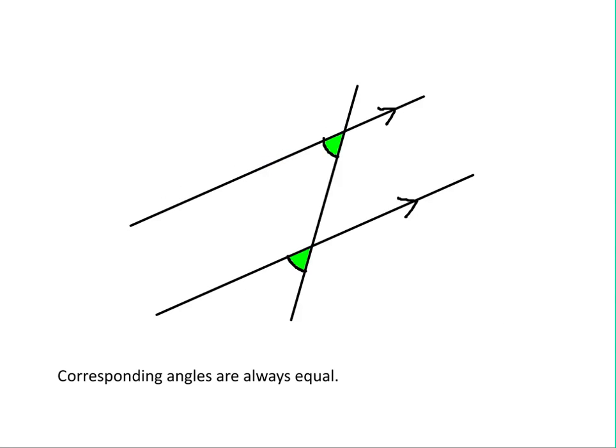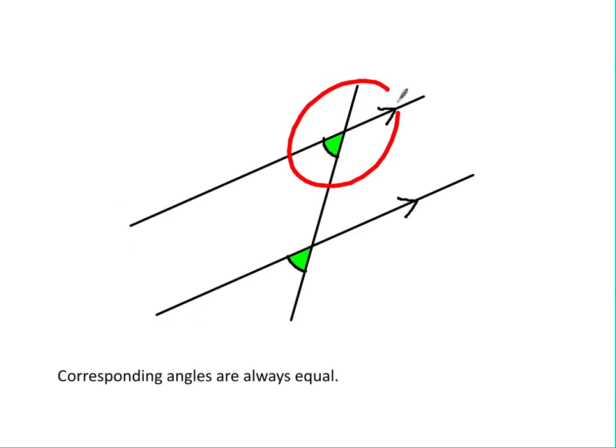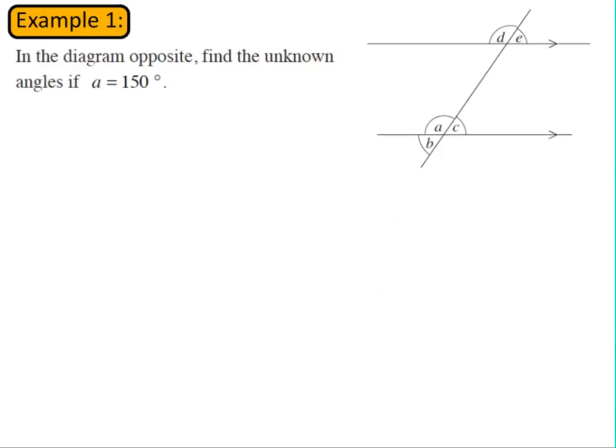We also have corresponding angles. Now if we think about this situation going on here, let's just try that again. Well, that is exactly the same as the situation that is going on here. So it makes sense that the angles shaded green are going to be exactly the same as each other.